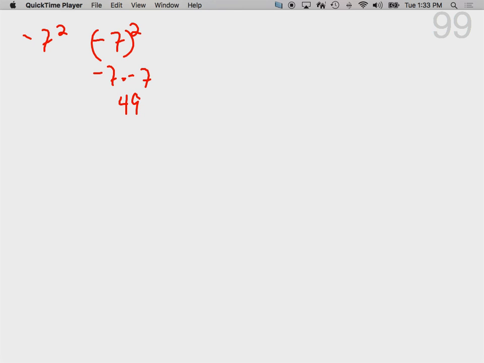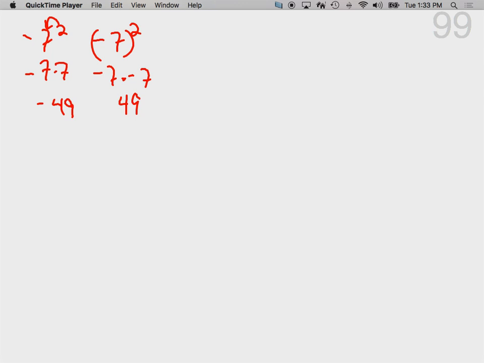The first one does not mean that. In order for it to mean that, I needed to put the parentheses around the -7. When there's no parentheses around it, it means square the 7, do 7 times 7, then negate the answer. The squared only refers to the 7. 7 times 7 is 49, and then I can't forget about that negative sign out in front, negate it, and you get -49.